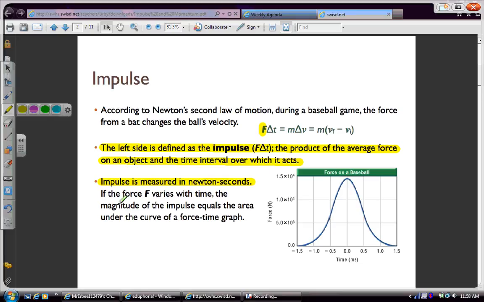Now down here, the next thing that you'd want to include is right here, it's describing this graph. So on your paper you might want to draw a very basic graph, not so detailed with actual numbers like this one, but I would put force and time, where force is on the y-axis and time is on the x-axis. And what they're trying to tell you here is, it says if the force varies with time, the magnitude of the impulse equals the area under the curve of a force versus time graph.